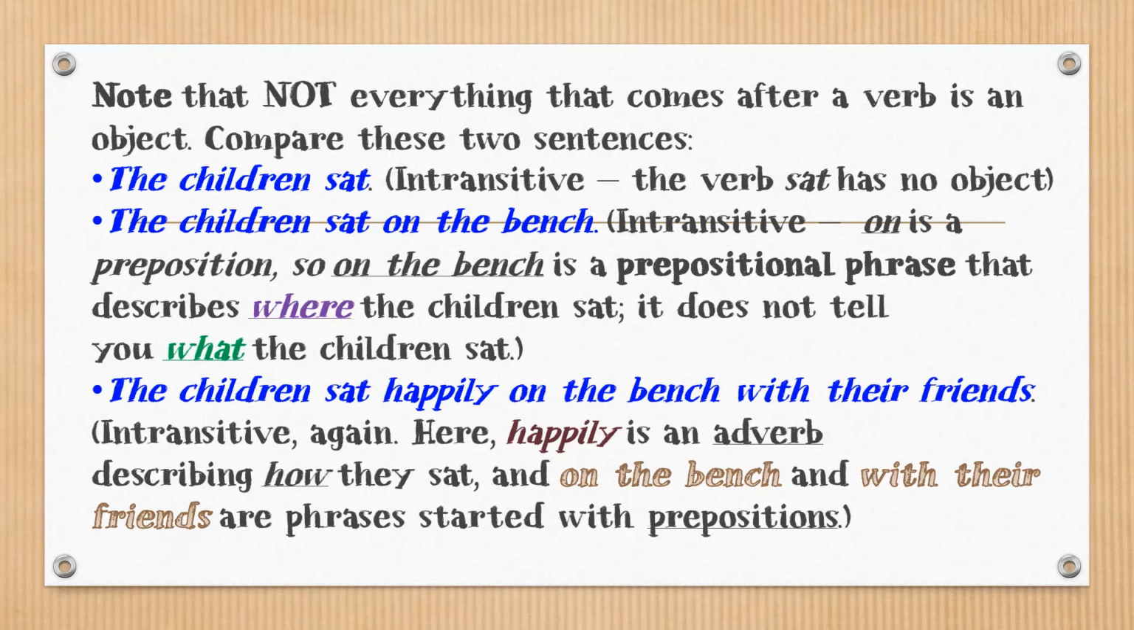So, describing how they sat. Macam mana dia duduk. Duduk gembira. And on the bench, maknanya kita dah letak preposition tadi. On the bench. Walaupun ada bench, tapi kita ada on. Lepas tu, with their friends. Their friends boleh jadi sebagai objek, tapi ada with. On dengan with itu ialah preposition. Bila dia start dengan preposition, automatically dia bukan objek.